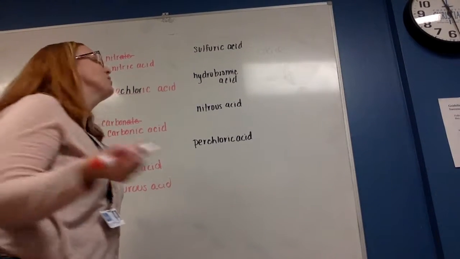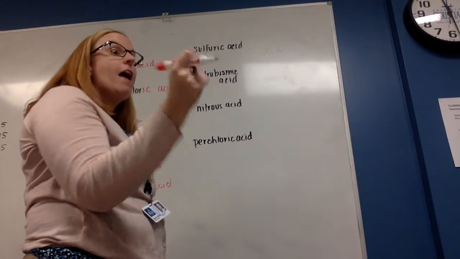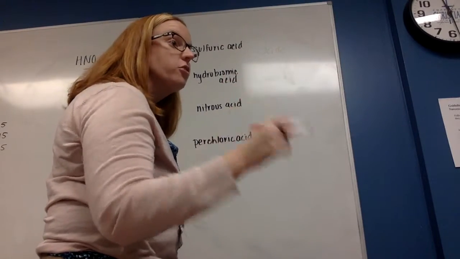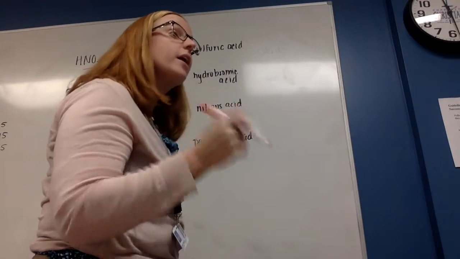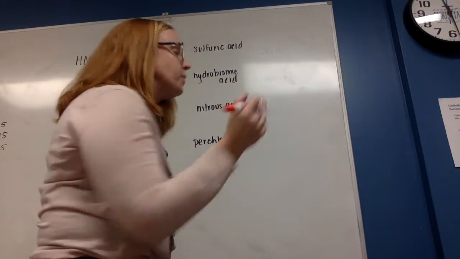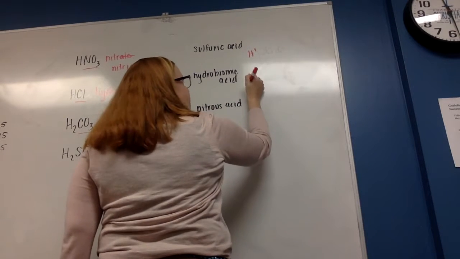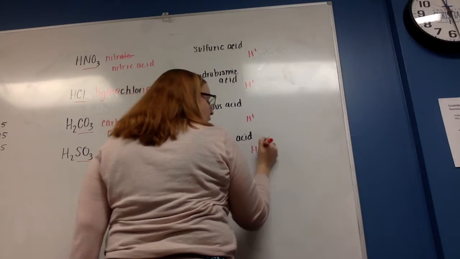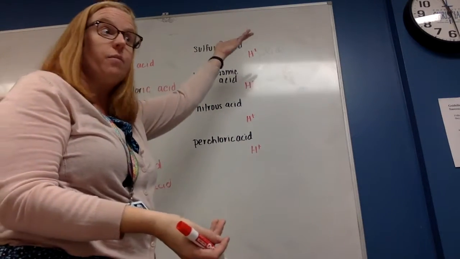Okay, so now when you're naming or writing the formulas, every acid starts with H. Every acid starts with H, okay? So, boom, there's my cation. You're going to make the formulas for these compounds exactly the same way that you make ionic formulas. Okay? So now we just have to find the anion.